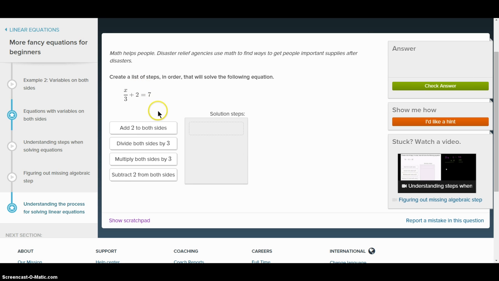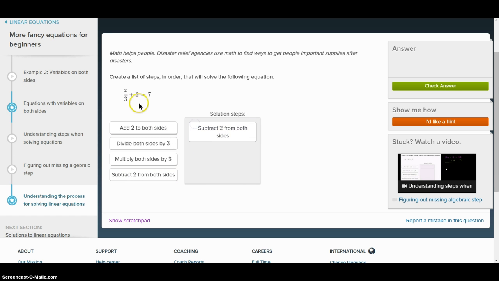Okay, so we're gonna construct this thing ourselves now. We're gonna solve for x. We have x over 3 plus 2 equals 7. The first thing we're gonna do is get this part all by itself, so we're gonna minus 2 from both sides. Subtract 2 from both sides, and that will make this x over 3 equals 5.